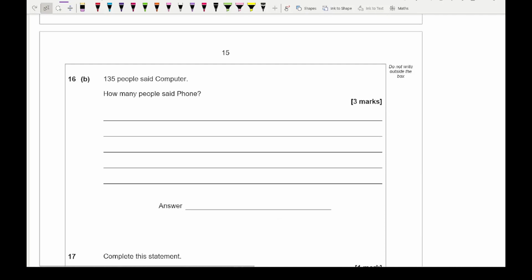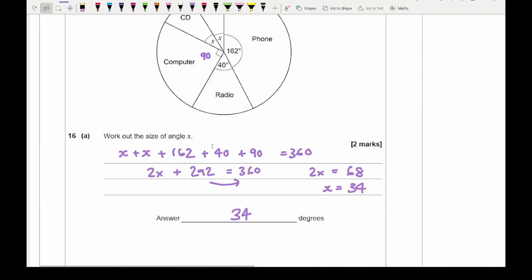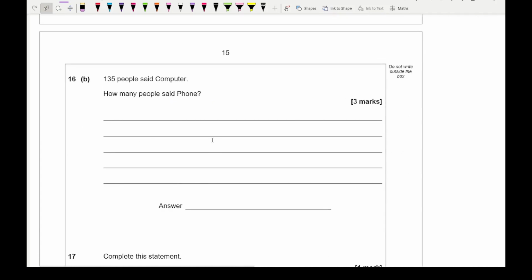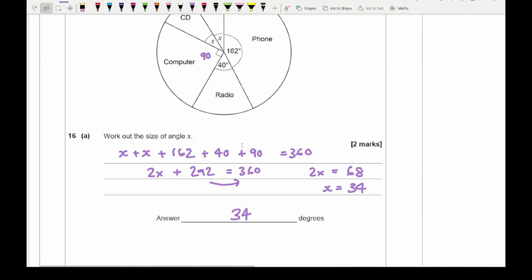Moving on to 16b, it says 135 people said computer. How many people said phone? Well, for computer, if we just go back to the pie chart, we've got 90 degrees, so that's a quarter. So 1/4 equals 135. So then from this, we want to work out what 162 is.